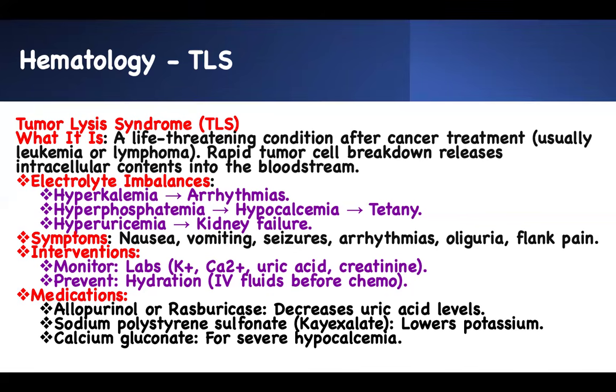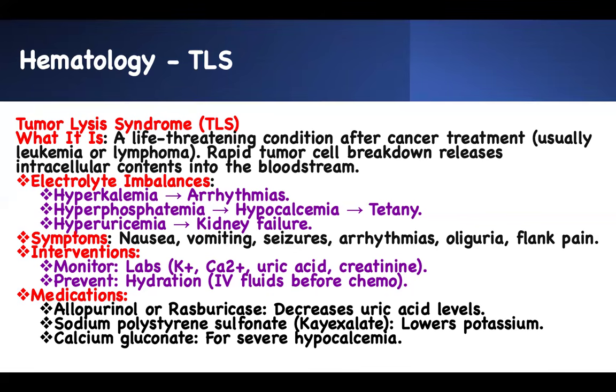So they have nausea, vomiting, seizures, arrhythmia, it all makes sense. Nausea, vomiting, and seizures are related to hypocalcemia. Arrhythmia is related to hyperkalemia, right? Flank pain is related to the uric acid, and oliguria is due to kidney failure. Therefore, monitor all these electrolytes: calcium, potassium, uric acid, and creatinine.